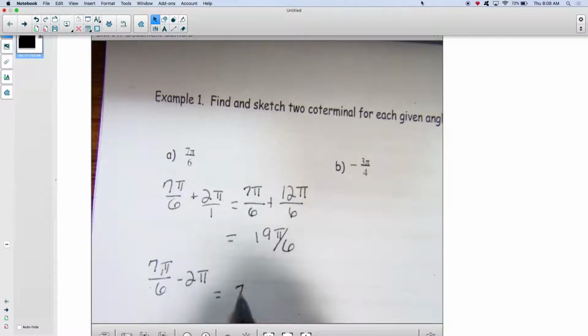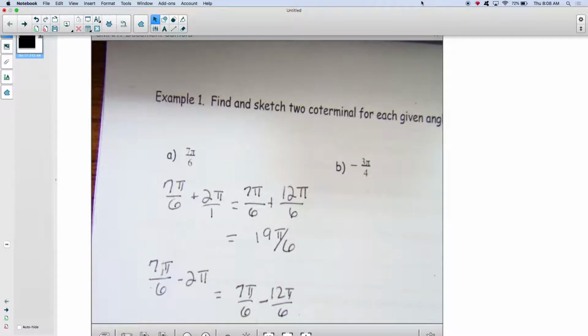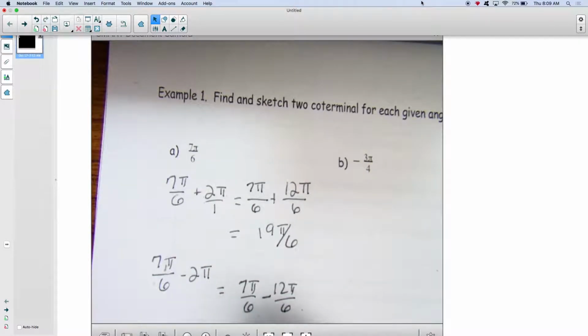This one here is going to be 7 pi over 6 minus 12 pi over 6. What is that? Negative 5 pi over 6.